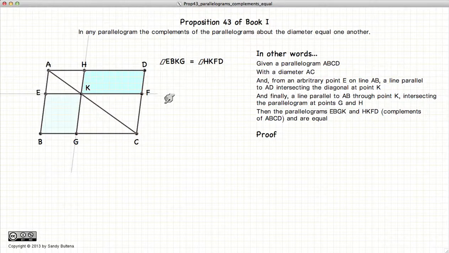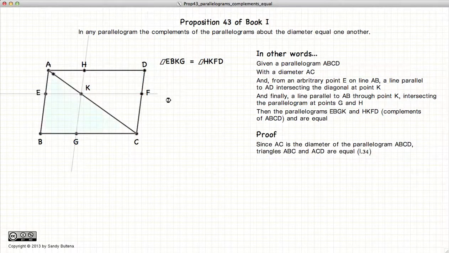So let's prove this. First, let's look at our two triangles created by the diagonal. If you remember from Proposition 34, the diagonal splits the parallelogram into two, and thus the light blue and the dark blue triangles are equal in area.